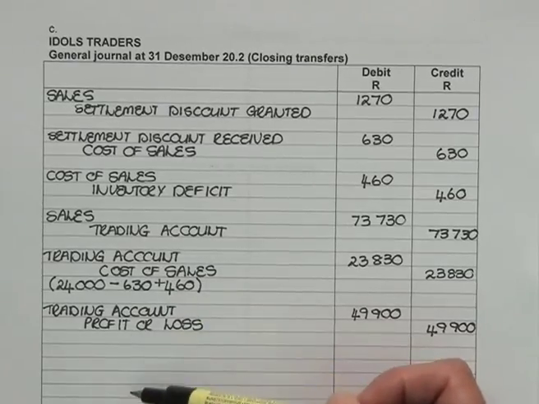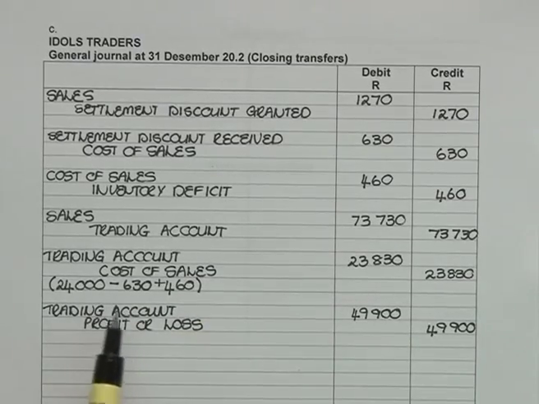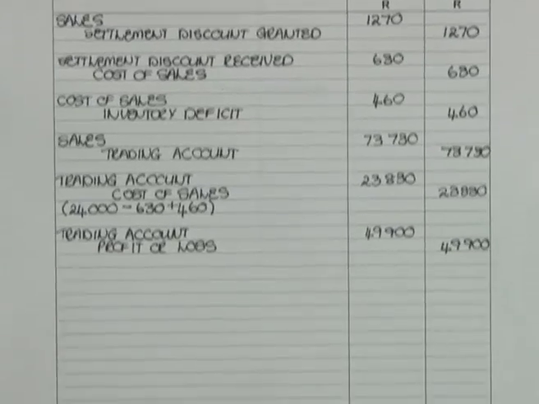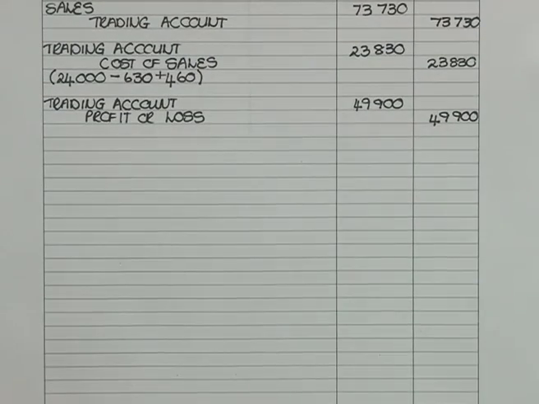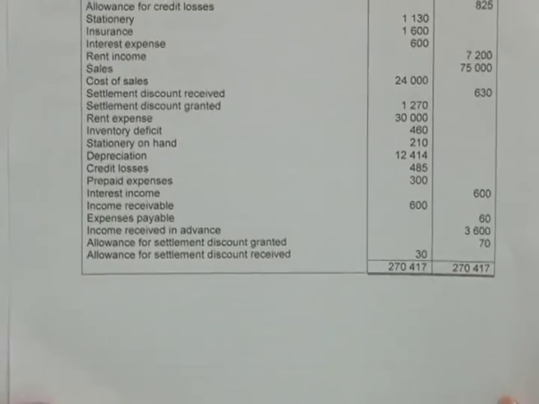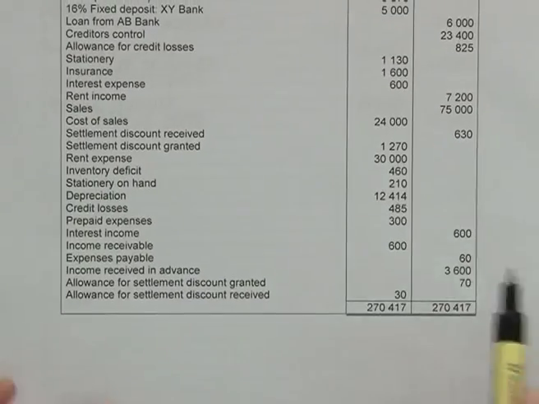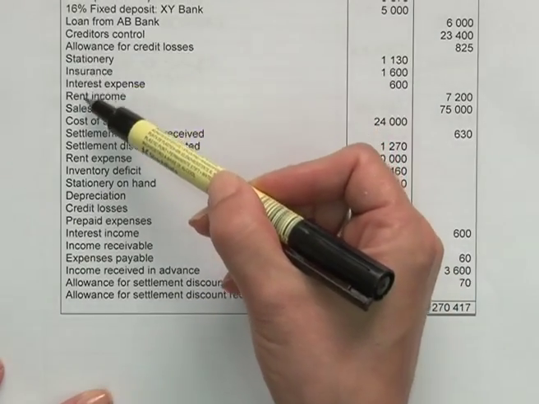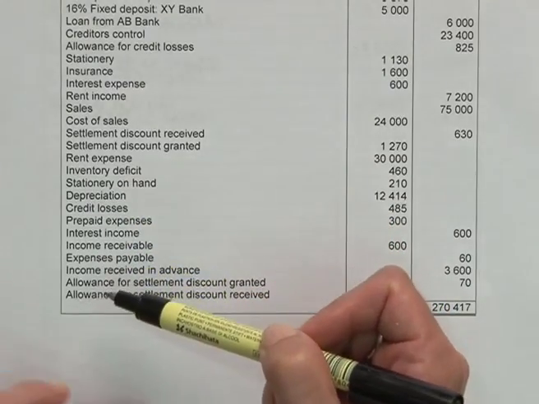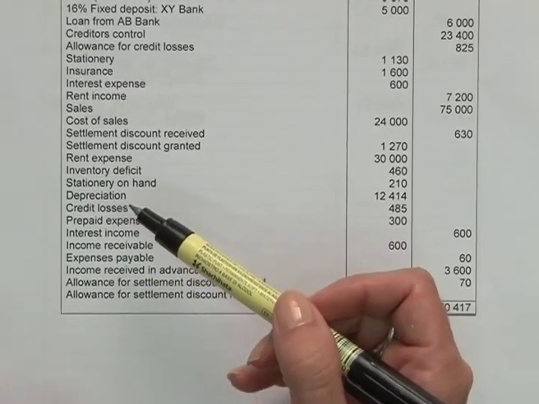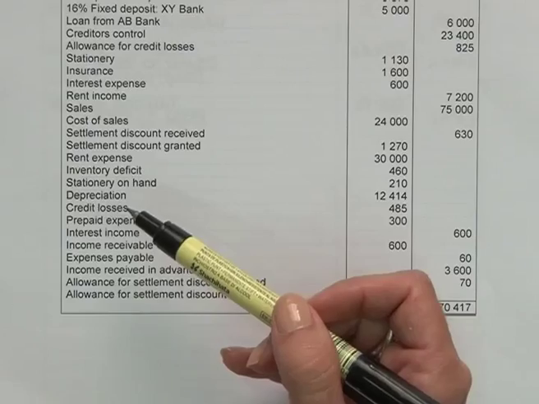And now we can just continue by adding to this gross profit all the other income items and also deducting all my other operating expenses. So in the remainder of this journal, we'll have to take the post-adjustment trial balance and include all the income and expenses that I have not yet closed off to the trading account. And we're going to close them off to the profit or loss account.